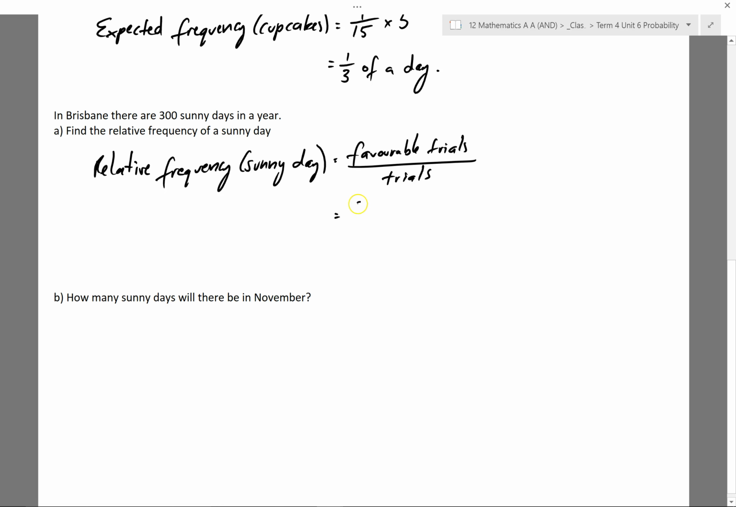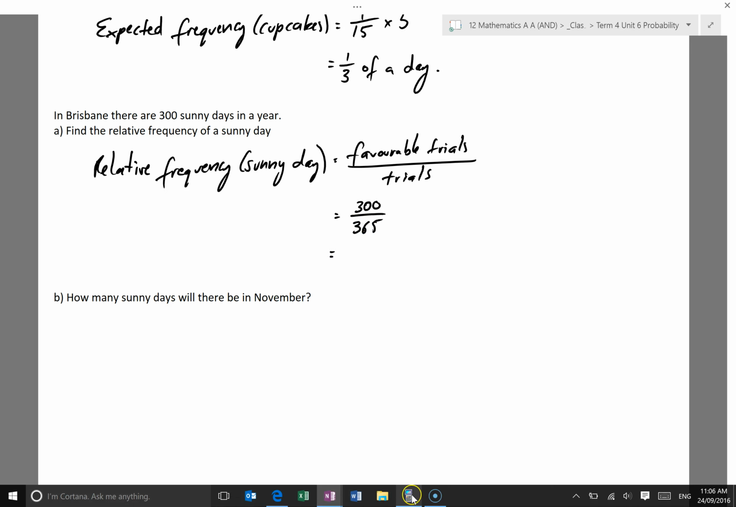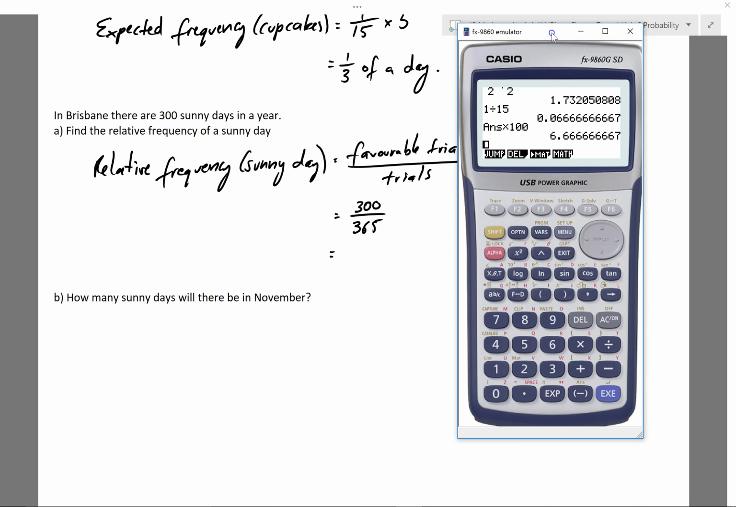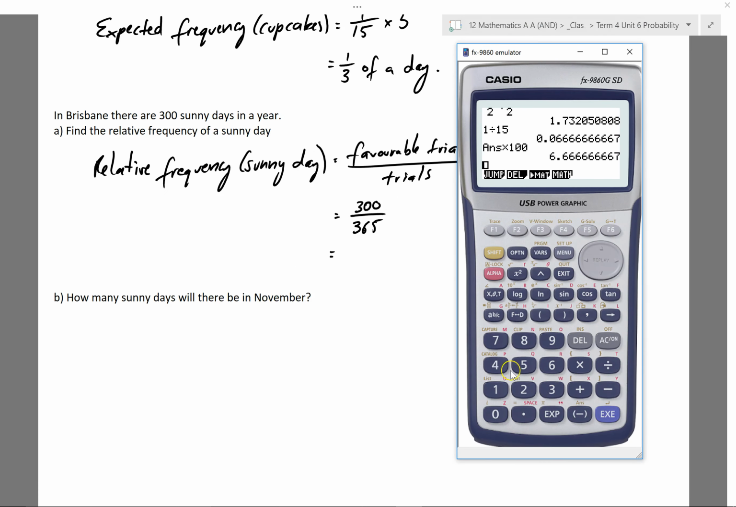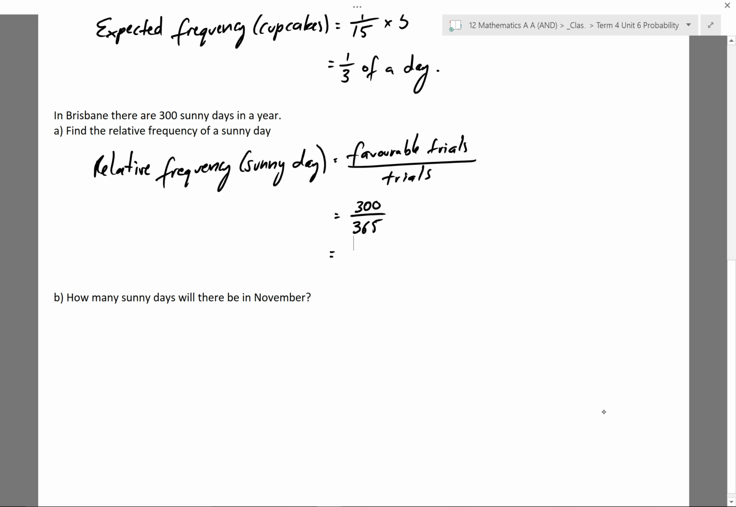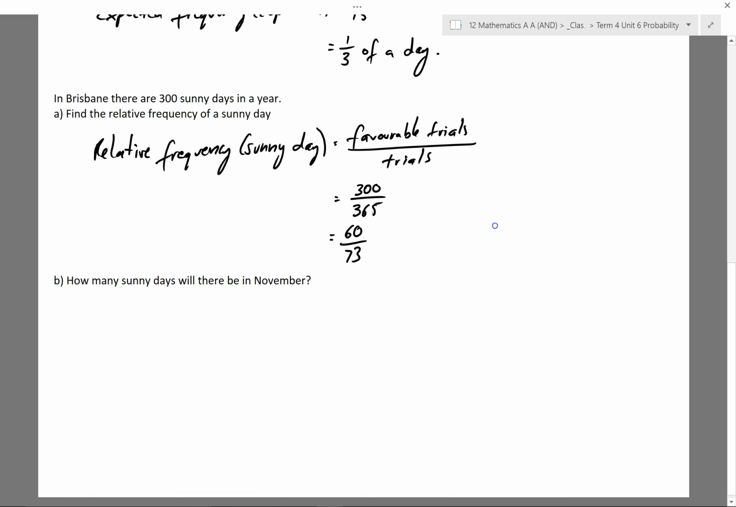Favourable trials, there were 300. How many trials were in the year? Assuming not a leap year, 365. And then we can write that as a fraction, simplified fraction, or a decimal. So let's simplify the fraction if we want. 60 on 73. And if you wanted to, you could write that as a decimal or percentage.